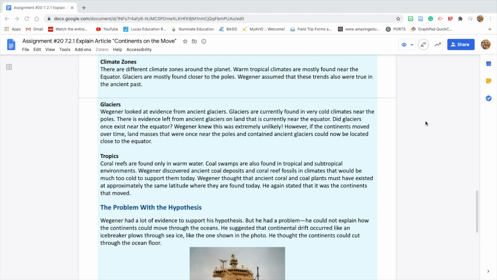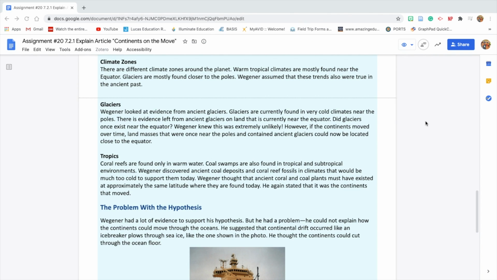Climate zones. There are different climate zones around the planet. Warm tropical climates are mostly found near the equator. Glaciers are mostly found closer to the poles. Wegener assumed that these trends were also true in the ancient past.